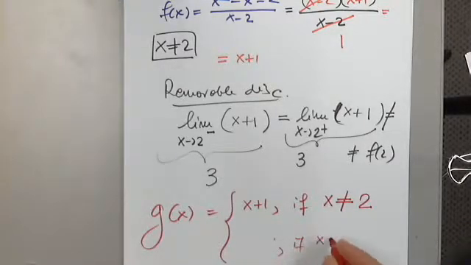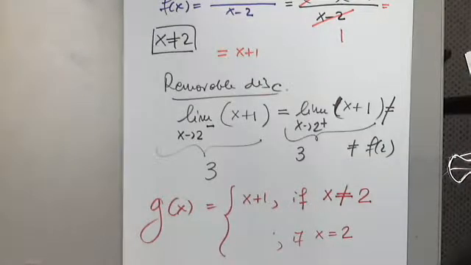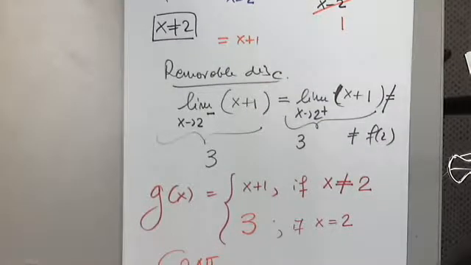And if x is 2, what do I have to have in order for this new function g of x that uses f to work? I'm using everything I have in f, but I have to make a correction. What will be the correction? 3. Exactly 3. Why? Because the limit from the left and the limit from the right are 3. Therefore, the function value at 2 has to be 3 for the function to be continuous everywhere. And this will be guaranteed continuous everywhere.